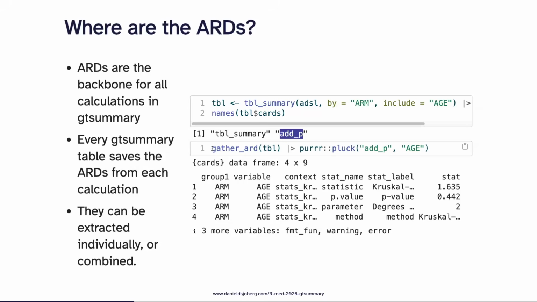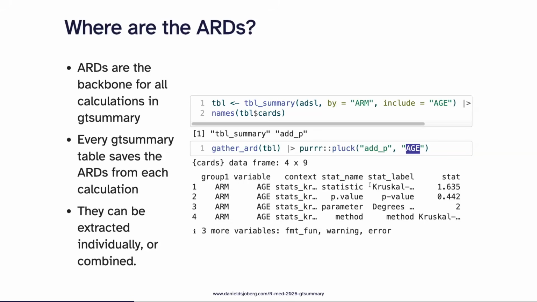So the gather_ard function, you give it your table object that you've saved, and you're going to get a named list out of that, of all of the ARDs. So what you're getting out is your first named list element, which is tbl_summary, because that was created with the tbl_summary function. And the value of that element is going to be the ARD that has all of the numbers for the summary table. And then the second element would be add_p. And so here, I'm just printing what exactly an ARD looks like, just so that you know. I am just plucking out the add_p piece and then the ARD for age.